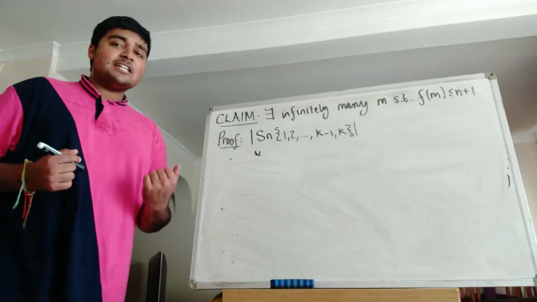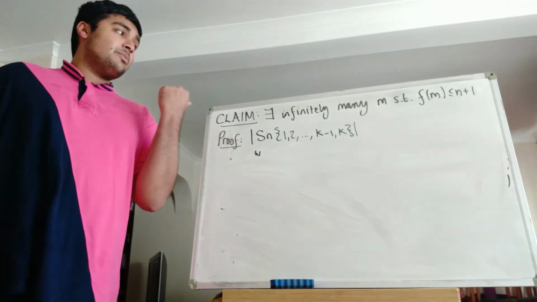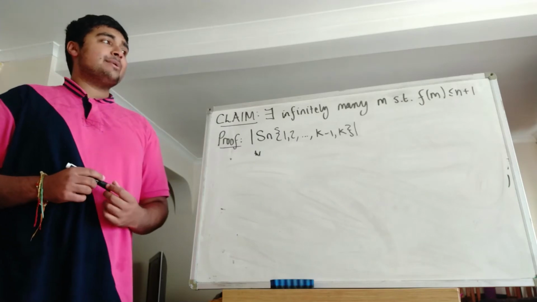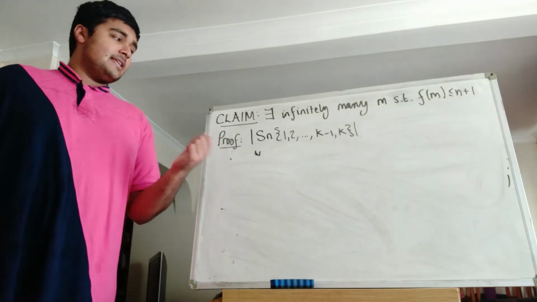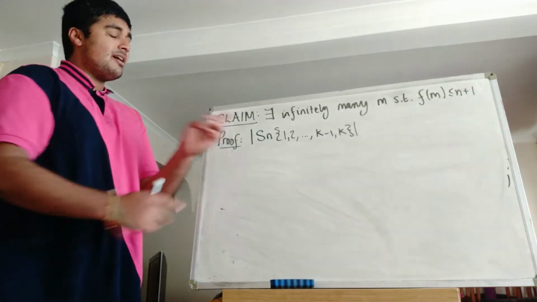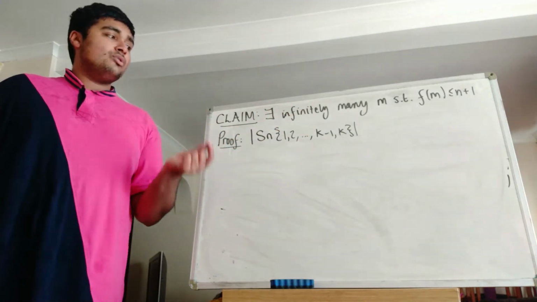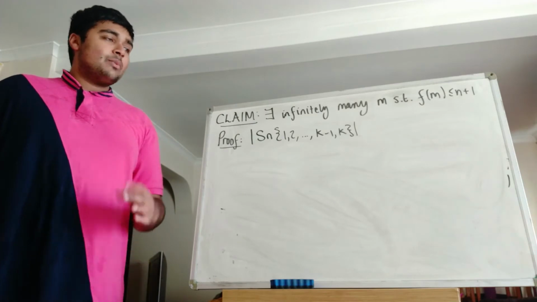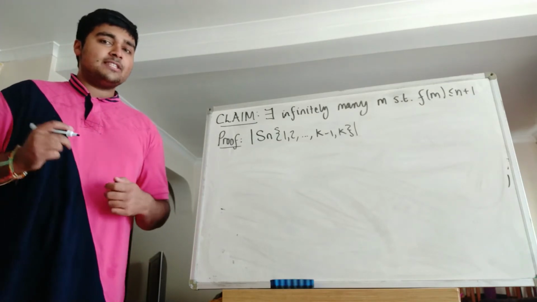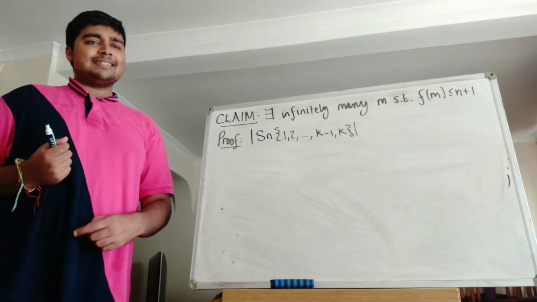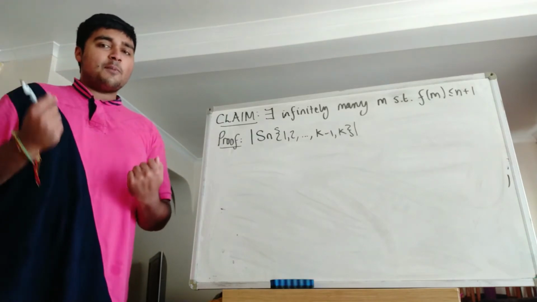Okay, so let's prove the first part of our two-part proof, and that is we want to prove that there are infinitely many m such that f of m is less than or equal to n plus 1. So the proof to this, we're going to start off by considering the cardinality of this set here. So the cardinality of S intersect 1, 2, 3, all the way up to k, where k is just some arbitrary positive integer. Now remember what S is. It's a set of elements which can be written as the sum of a square plus the sum of a positive cube.